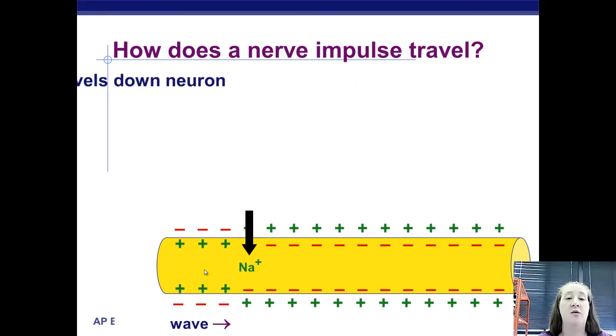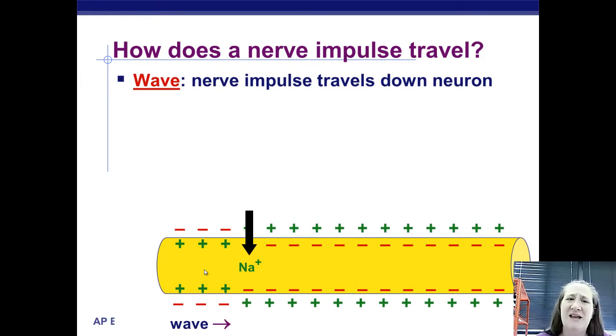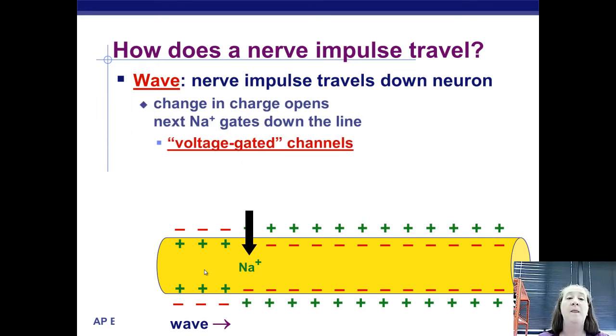It's like the first domino going down. Now what happens? How does this keep moving? Well, again, it's going to be by diffusion. Not only are the sodium ions here, they're going to all be concentrated because they just came in here, so they're going to start diffusing down the way.